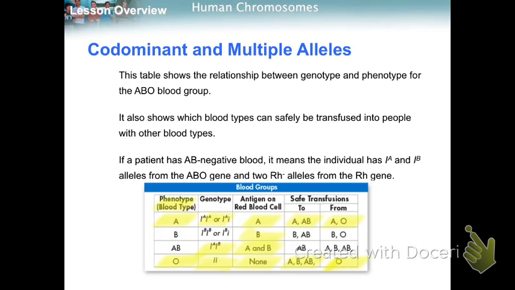So it's often said that people who have type O blood are the universal donor. And people with type AB blood are the universal acceptors.